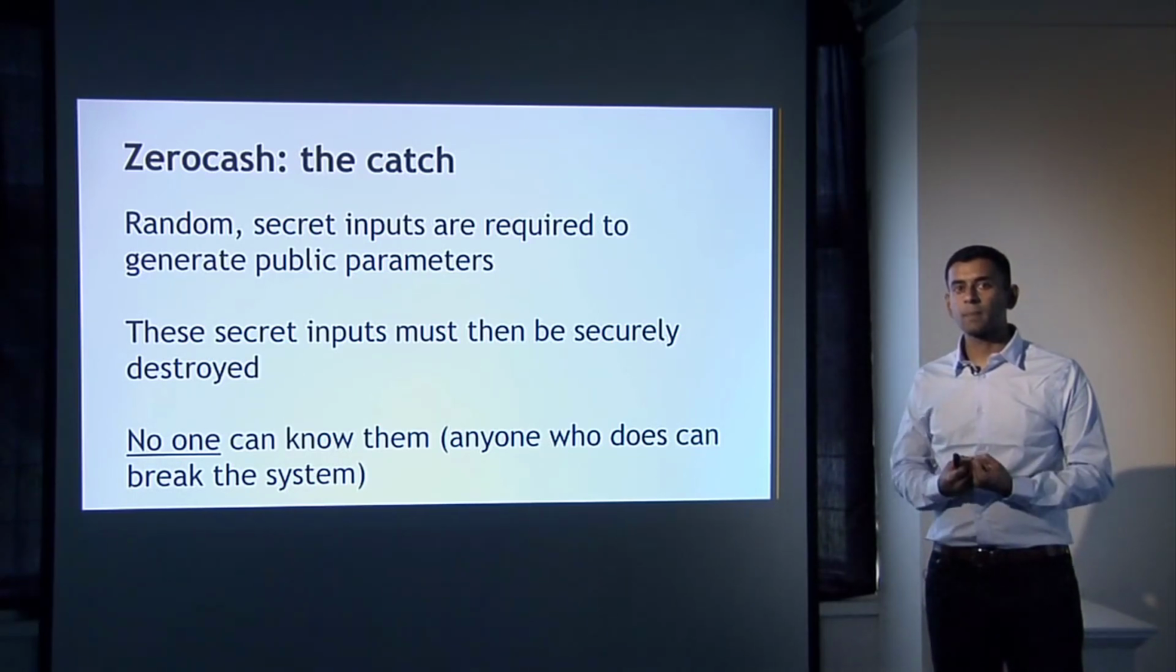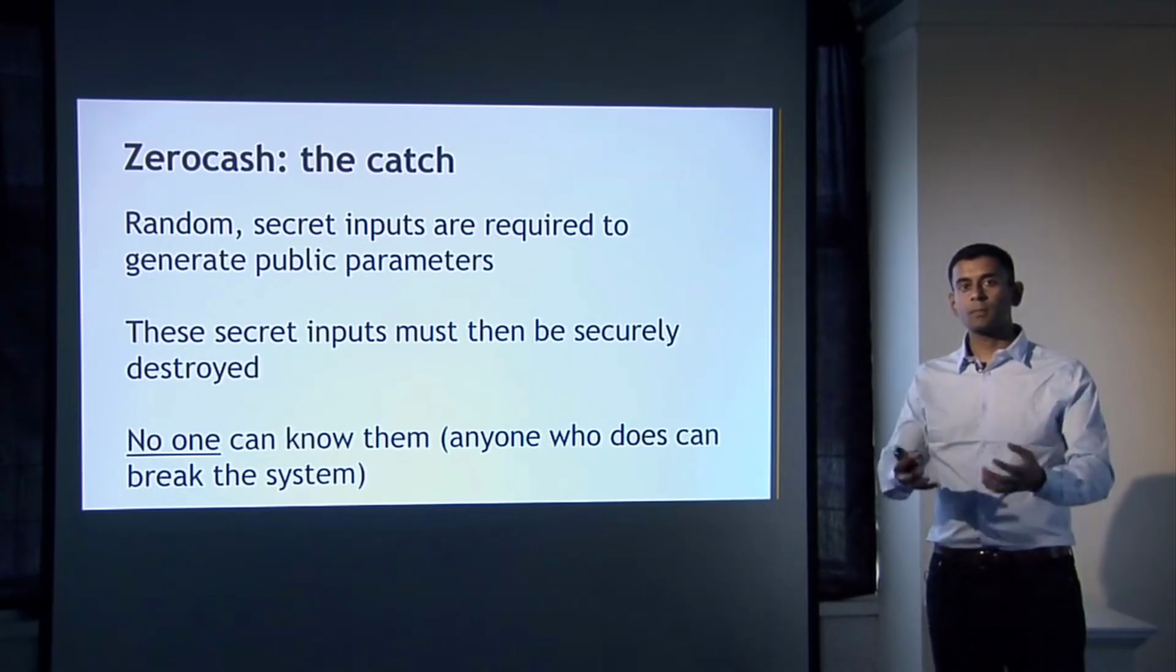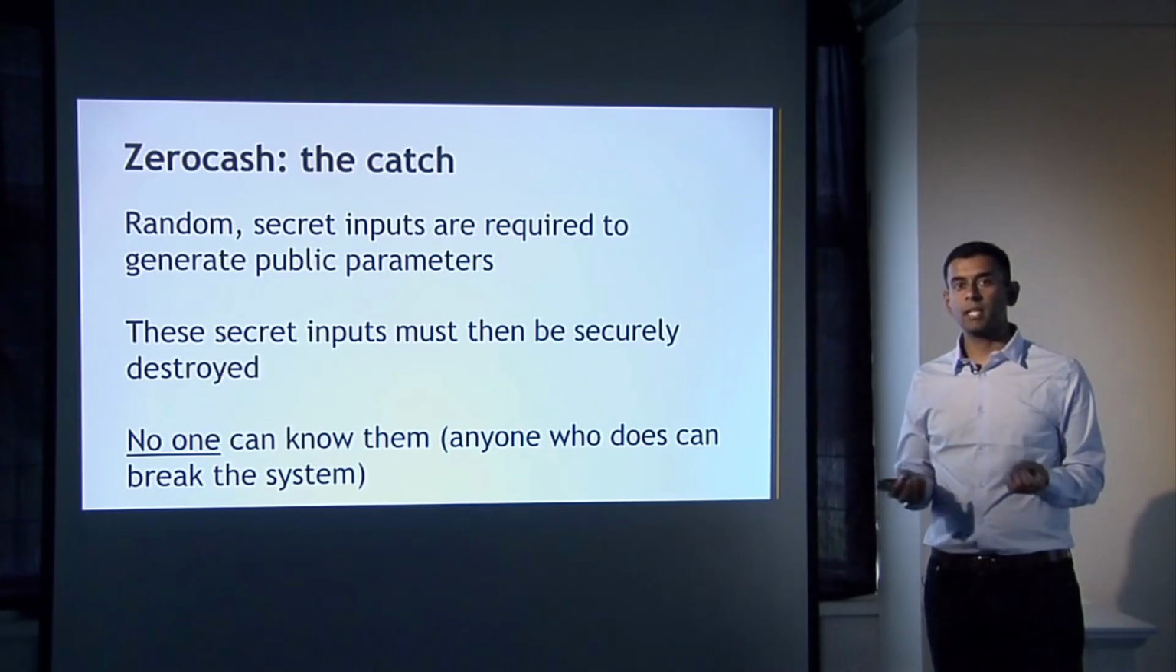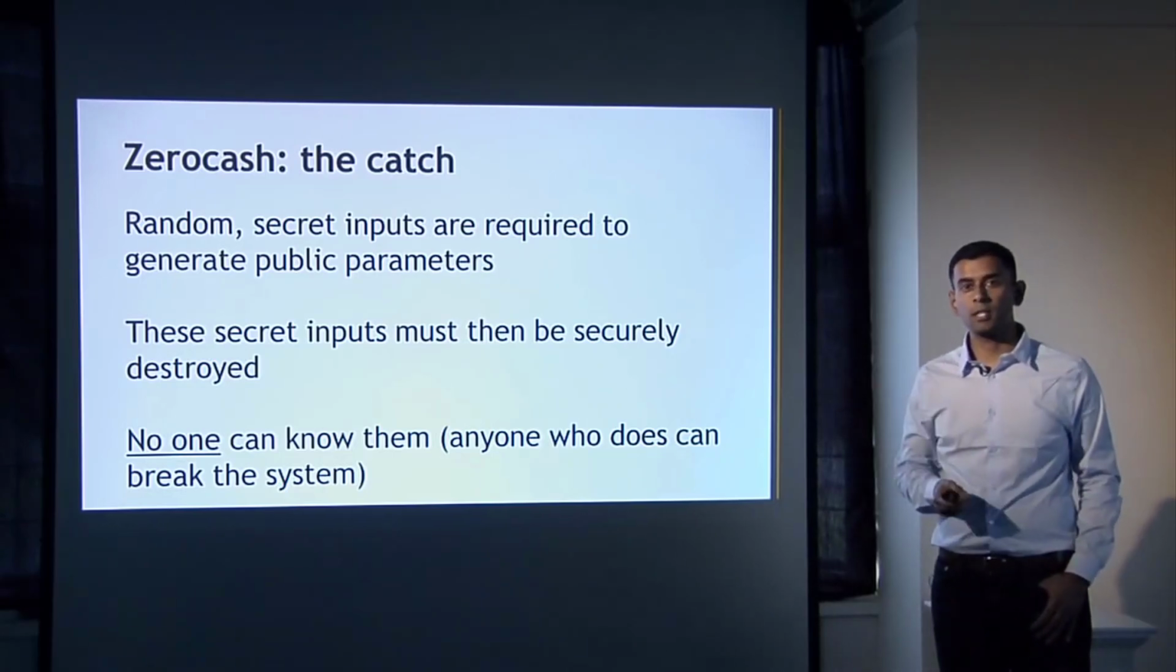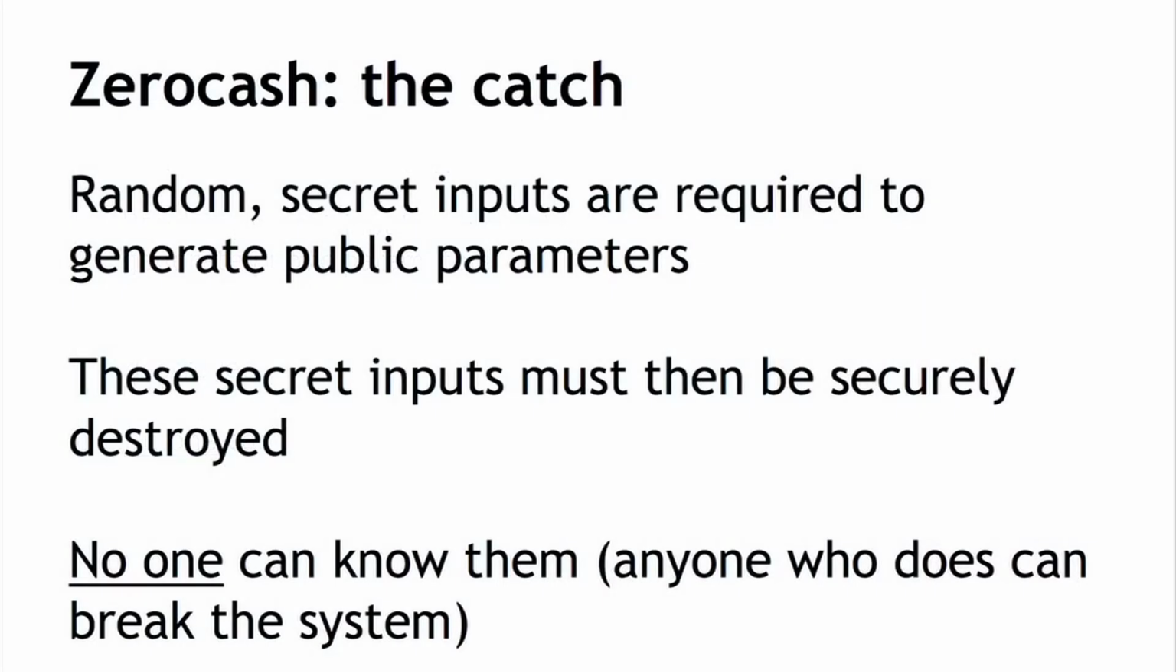So it's kind of an interesting sociological problem here. How could some entity set up the system and then convince everybody that they have securely destroyed the parameters that were, of course, necessary in order to set up the system? So it's not entirely clear how that can be solved. There have been various proposals for it, but at the moment, we don't have a very clear idea of how to go forward on this.